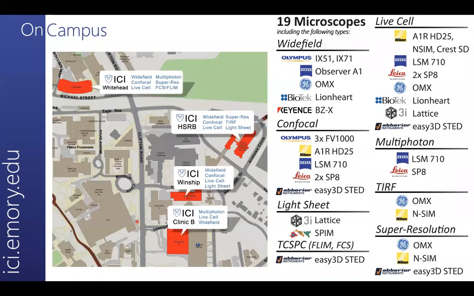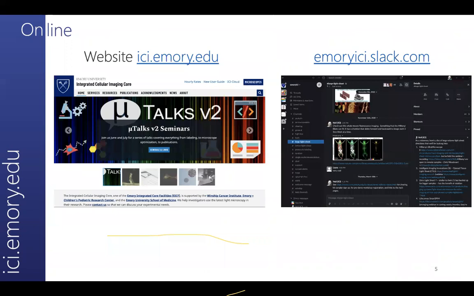At ICI, we have about 19 different microscopes that take care of different modalities: wide field, point scanning confocal, spinning disk confocal, light sheet, and so on and so forth. If you're interested in any of the microscopy methods or techniques, please do let us know. You can visit ici.emory.edu to get an idea about all the different offerings that we have.